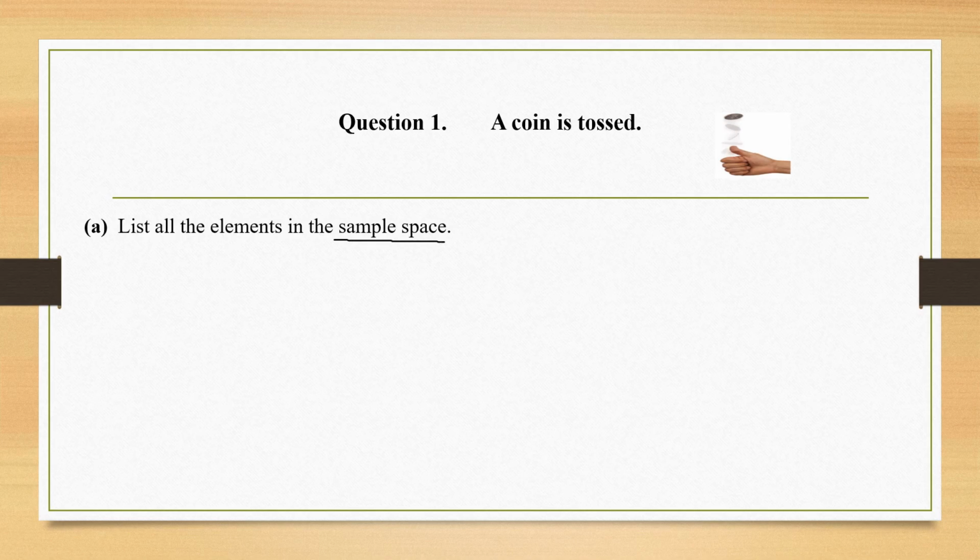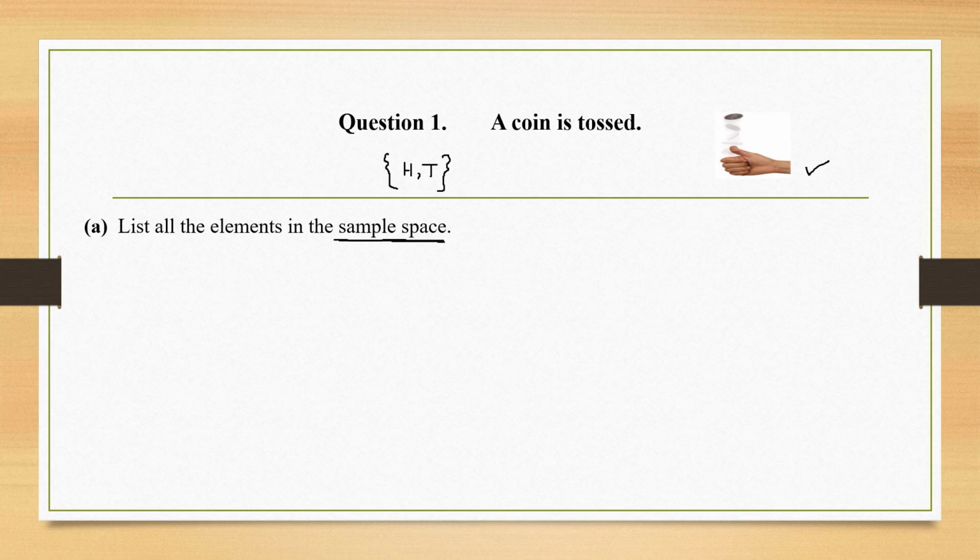For example, when we toss a coin, when it comes back, here we have two outcomes, head or tail. To write down all the possible outcomes, we call it the sample space. This is part 1. For example, in this picture, when we toss a coin, we have only two possible outcomes. The first one will be head.